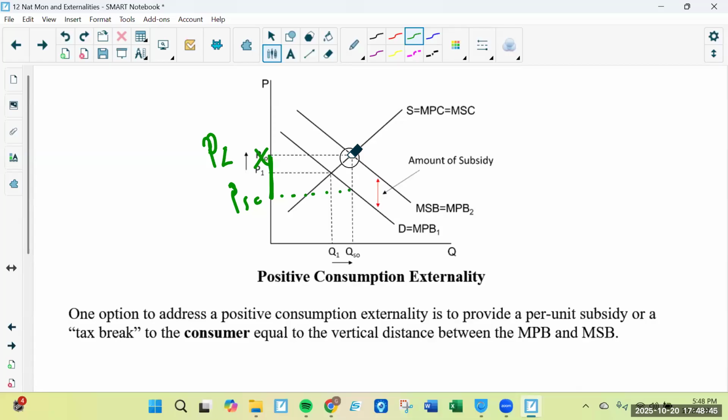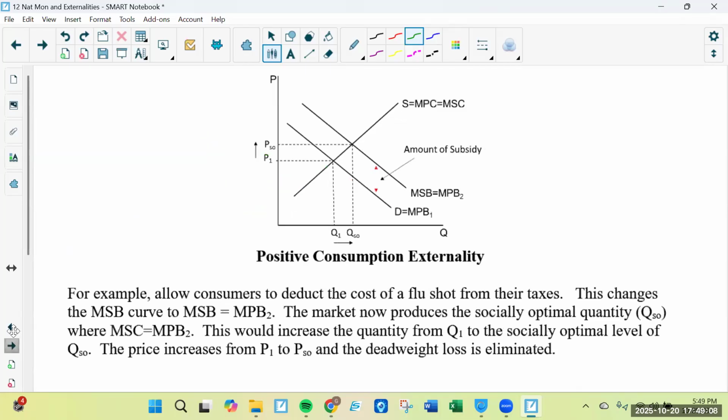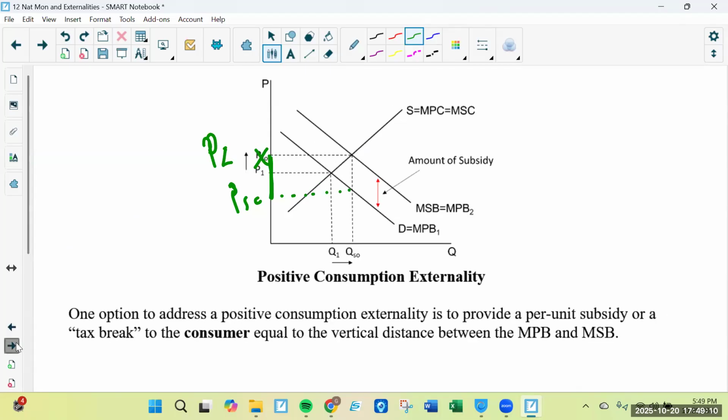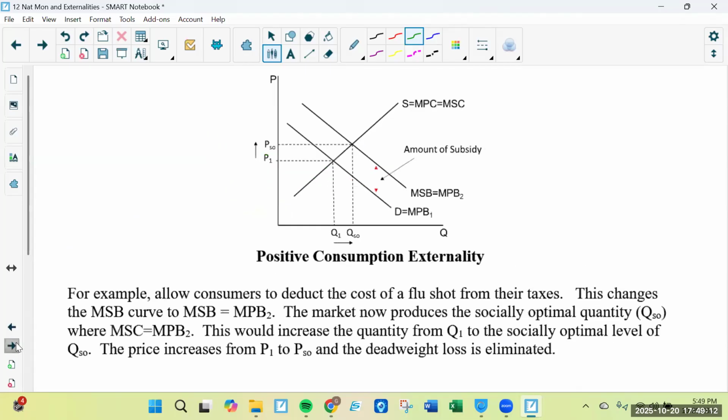That's the price that's being paid. Let's say I buy an energy efficient car or an electric car, P2 is the price I'm paying for that car, but then the government gives me the distance between P2 and PSO in the form of a subsidy. So really the price I pay is PSO after the subsidy. So the per unit subsidy. Okay, so that is, what did I do? Oh, positive consumption externality.